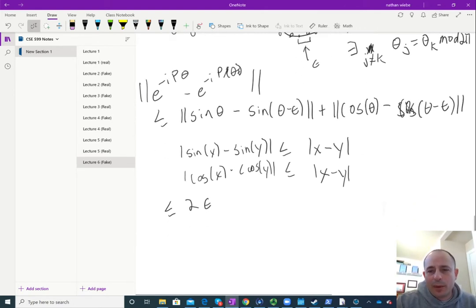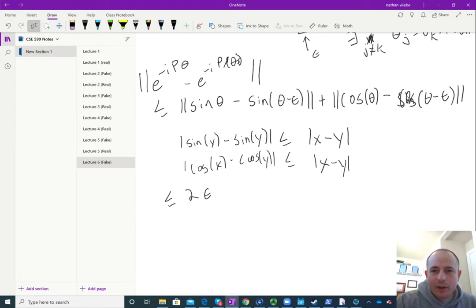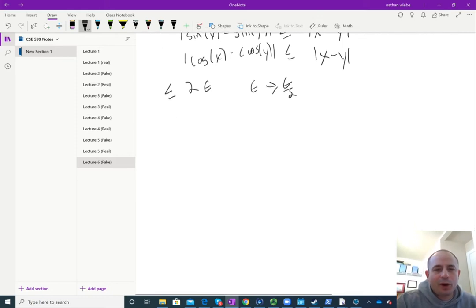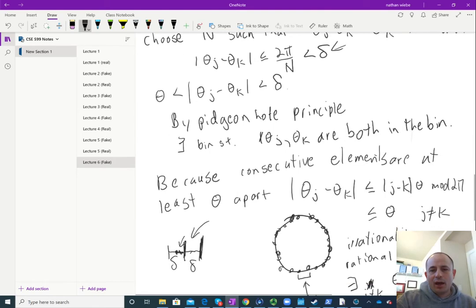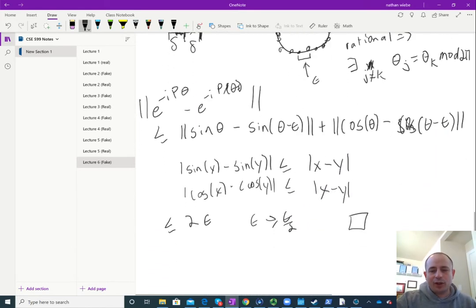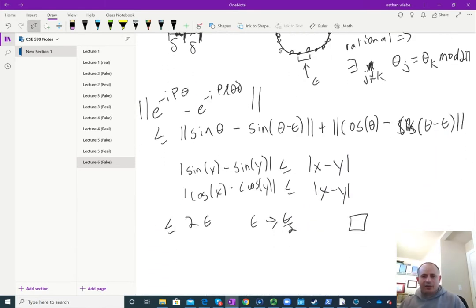And so therefore, by picking our epsilon to go to epsilon over 2, we guarantee that being epsilon far apart in angle ensures that the norm is epsilon small, and therefore it is always possible to pick a sufficiently large value of n such that we're able to approximate the irrational rotation very closely. And that's the idea behind it. So now we know that we can actually build an arbitrary rotation.